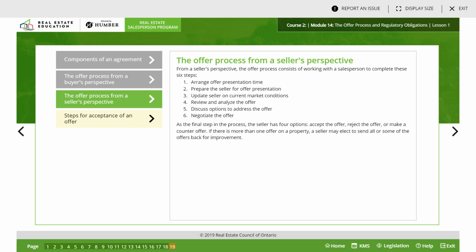The offer process from a seller's perspective consists of working with a salesperson to complete these 6 steps. Arrange offer presentation time, prepare the seller for offer presentation, update the seller on current market conditions, review and analyze the offer, discuss options to address the offer, and negotiate the offer. As the final step in the process, the seller has options: accept the offer, reject the offer, or make a counter offer. If there is more than one offer on the property, a seller may elect to send all or some of the offers back for improvement.